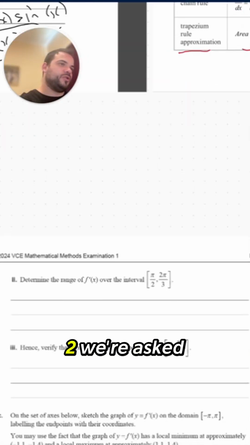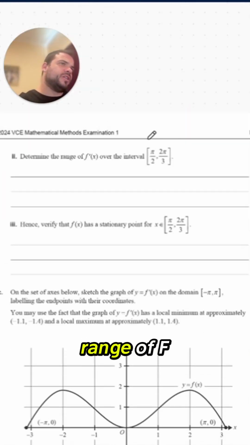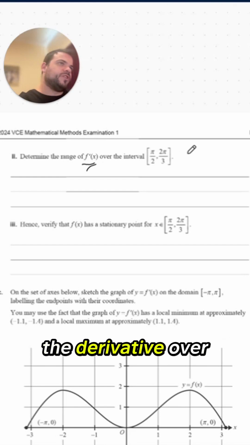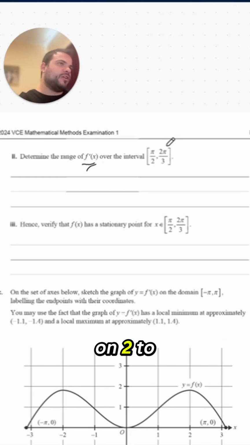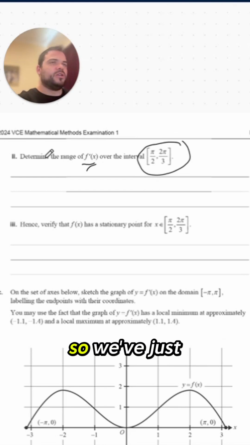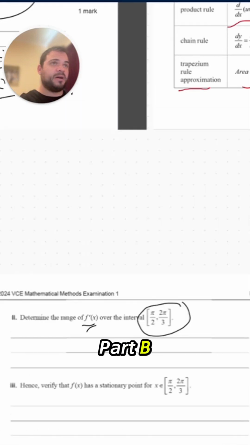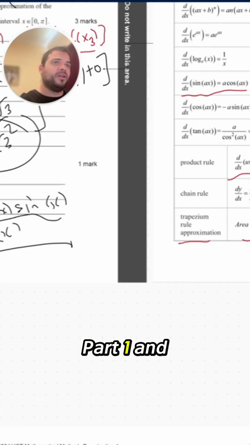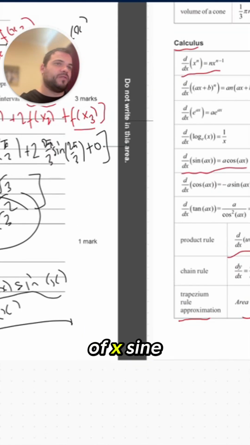In b part 2, we're asked to determine the range of f dashed of x, the range of the derivative, over the interval pi on 2 to 2 pi on 3. So we've just gone ahead in part b, part 1, and calculated the derivative of x sine x. It's x cos x plus sine x.